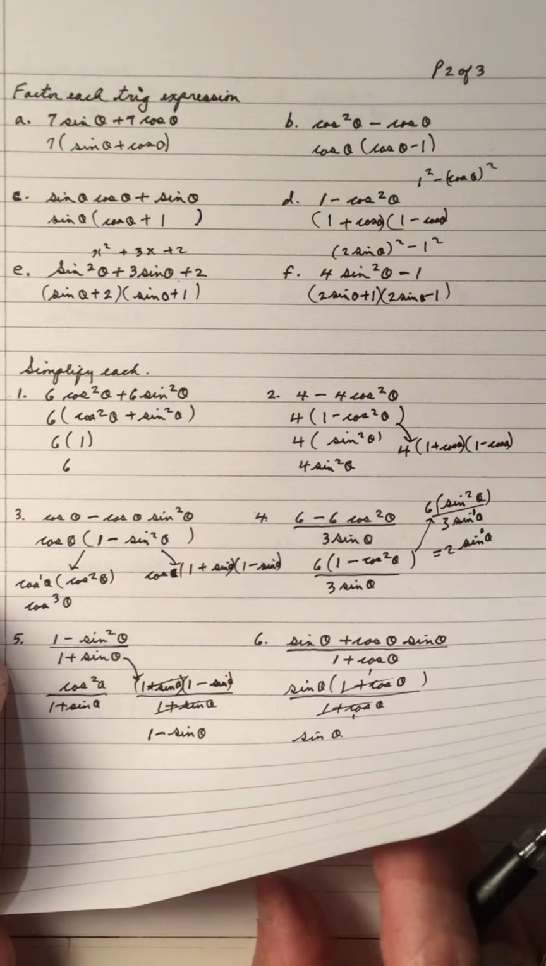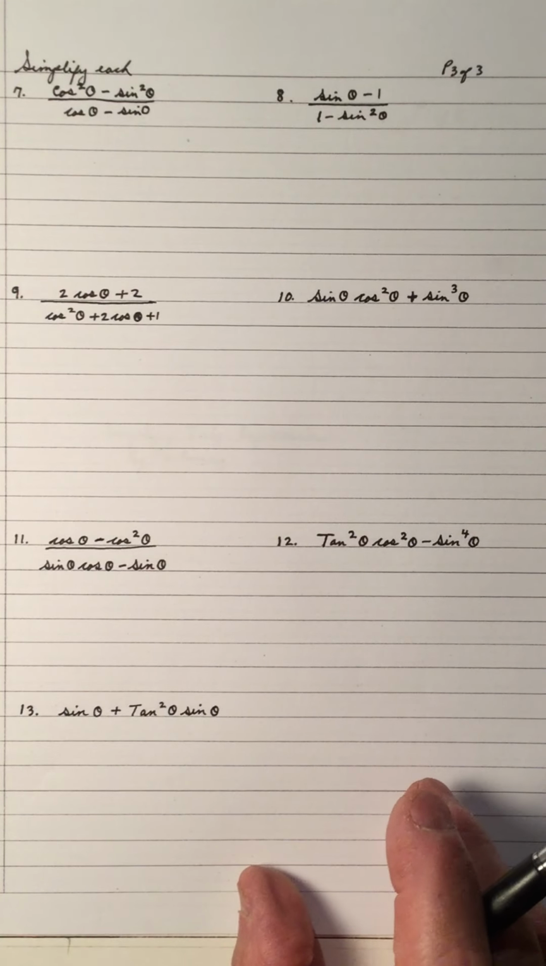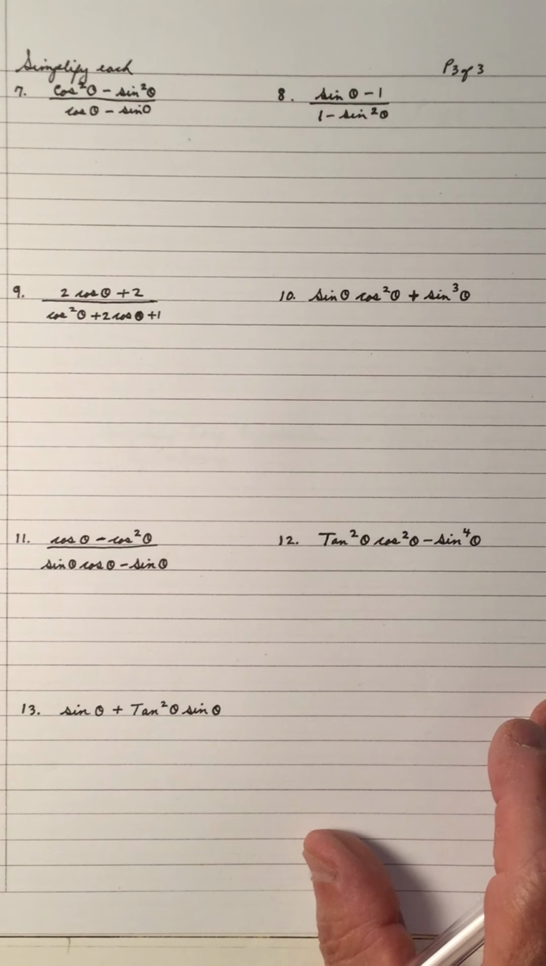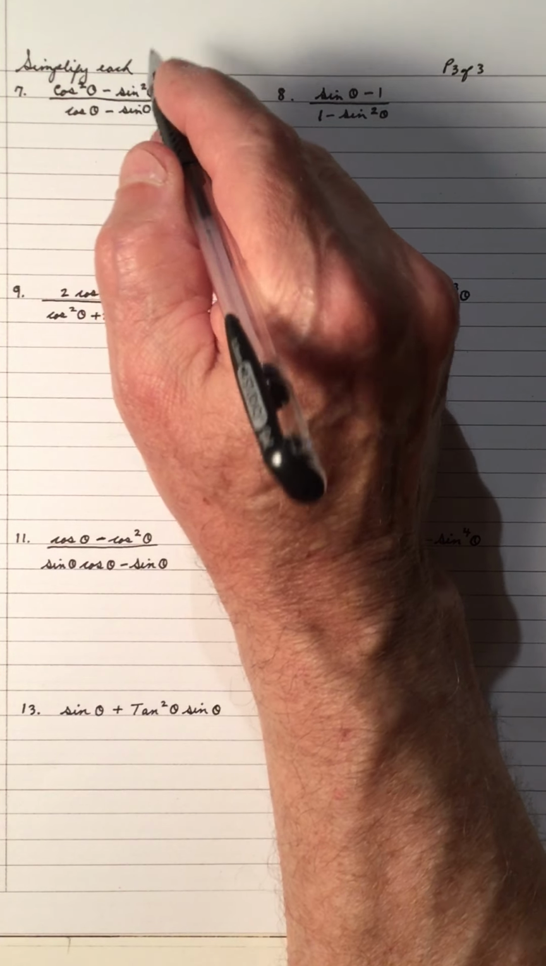Again, how'd you do? Hopefully you pause your video and you work them out. And now we have more practice. Again, do one at a time, and press playback. Number 7, cos squared minus sine squared.